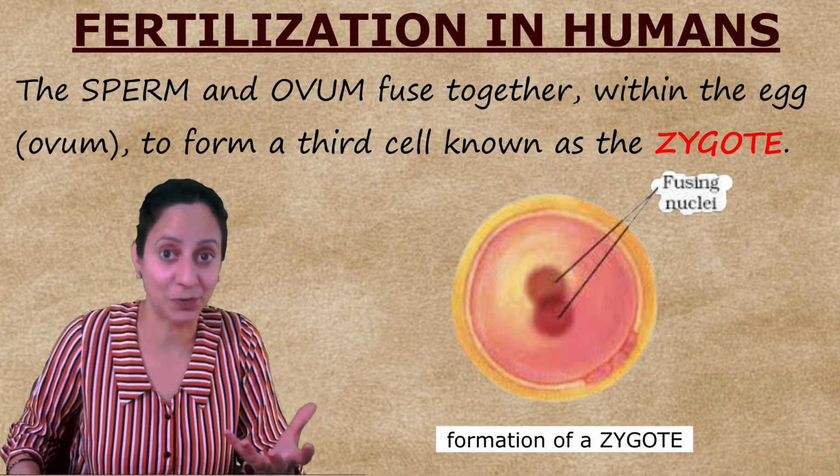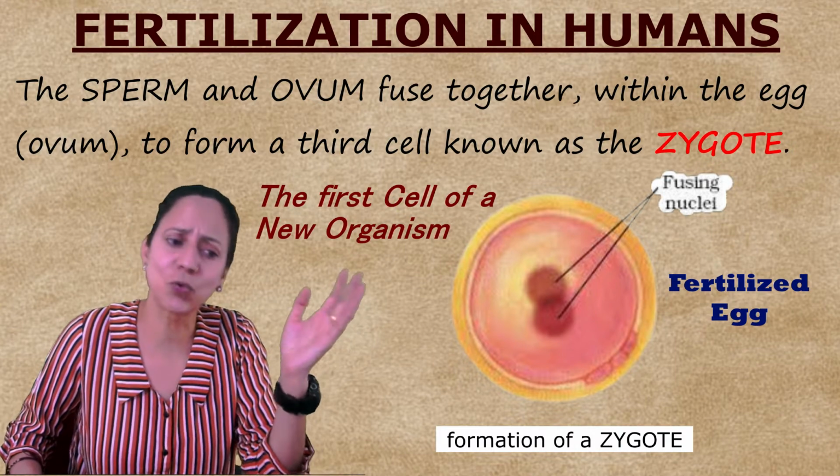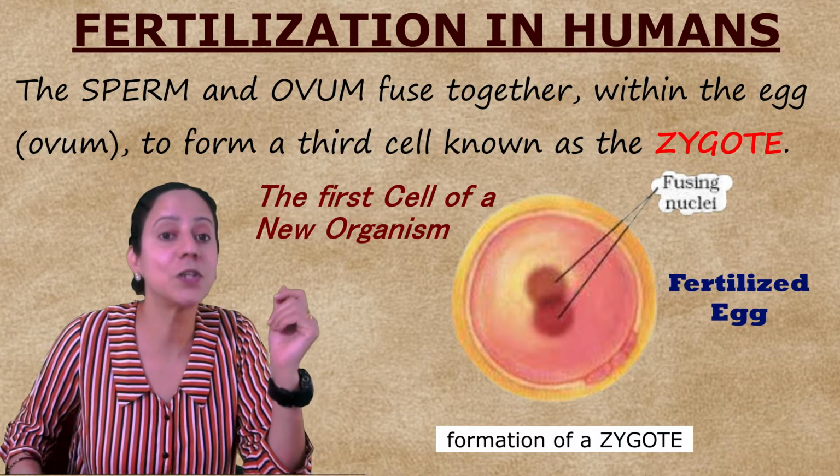This zygote, which is a fertilized egg and the first cell of the new organism, changes over a period of time. There is repeated cell division and it forms the new organism.